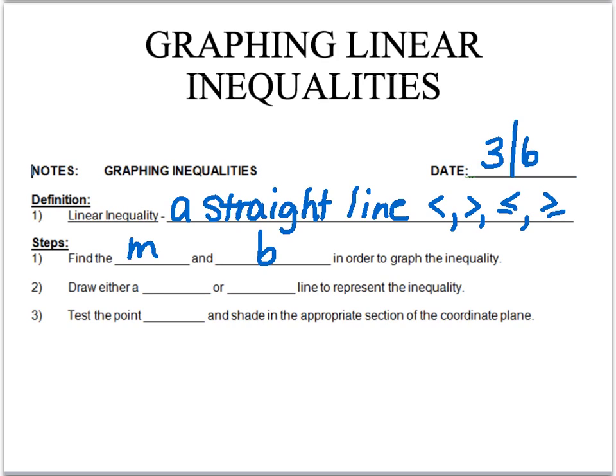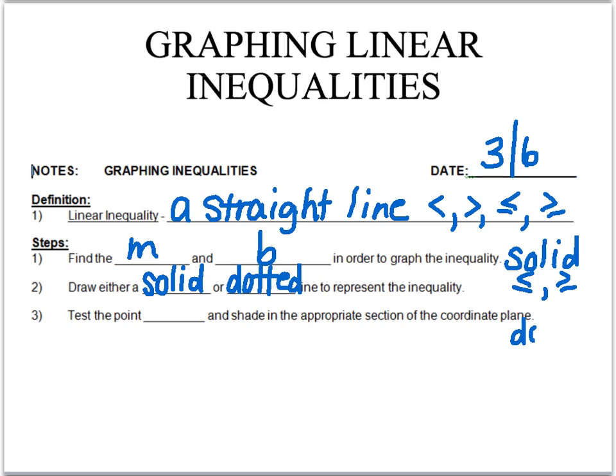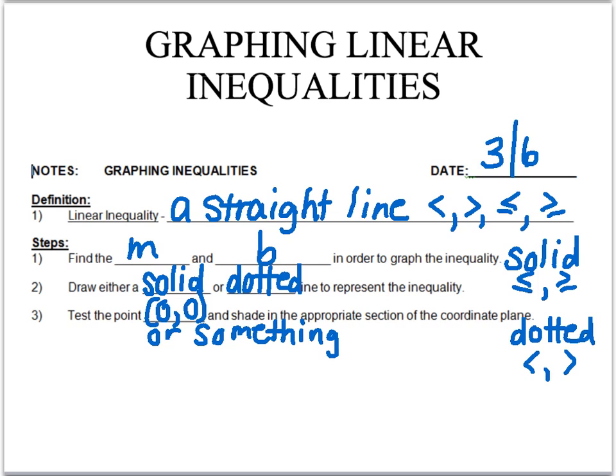And we have to either draw a solid line or a dotted line. The solid occurs when you see the signs with the equal to. The dotted occurs when you have just less than or greater than. We are going to test the point 0, 0 or something similar to it. We want a real easy point to use because we have to do some shading for inequalities. Inequalities are really kind of fun to graph.